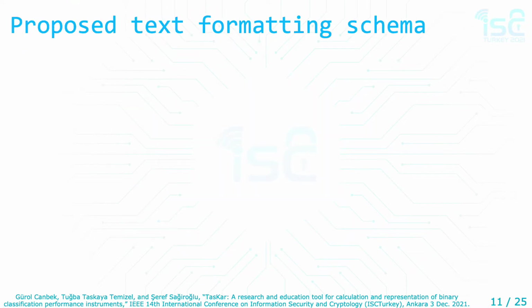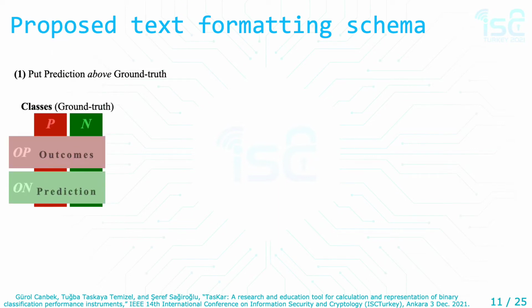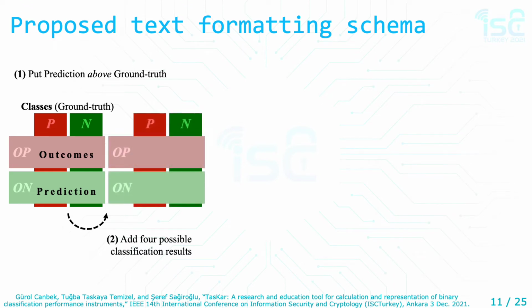Based on the proposed 3D representation, we define a complete textual formatting schema for the confusion matrix and 7 base measures derived from the matrix. As we said, we put prediction above ground truth. Then we added 4 elements of the confusion matrix.